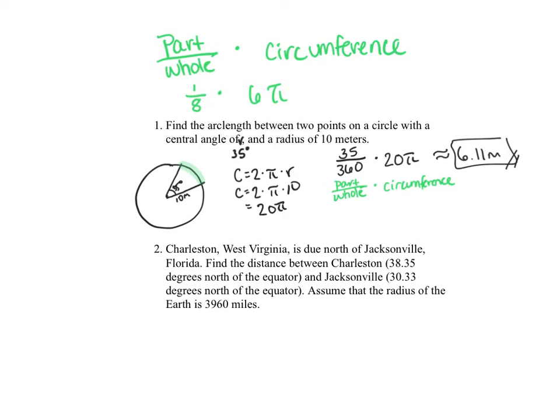So let's take a look at problem number 2. Charleston, West Virginia is due north of Jacksonville, Florida. Find the distance between Charleston, so it's giving us the degrees north of the equator, and Jacksonville, giving us the degrees north of the equator. And we're going to assume that the radius of the Earth is 3,960 miles. So let's start by drawing a picture.